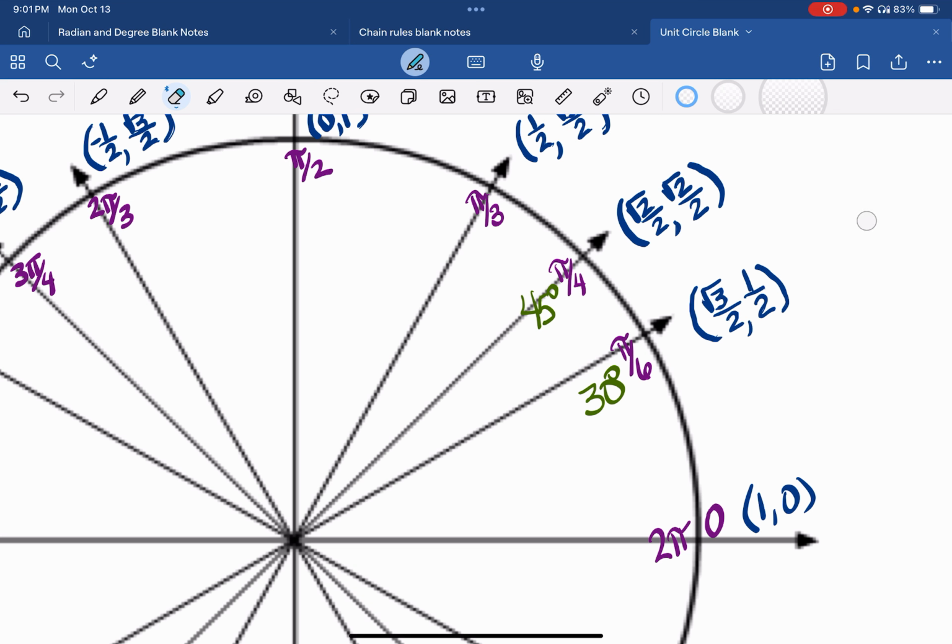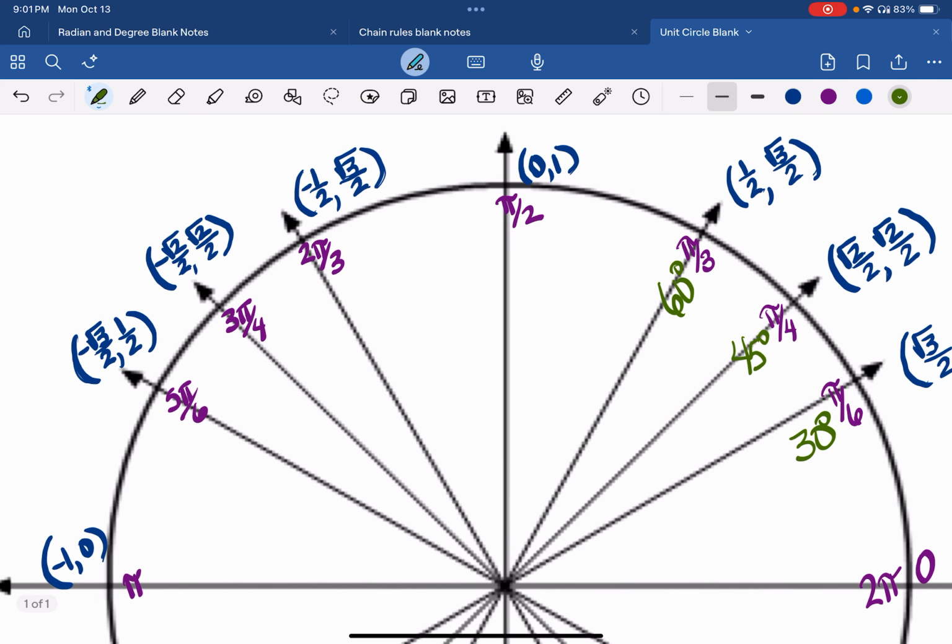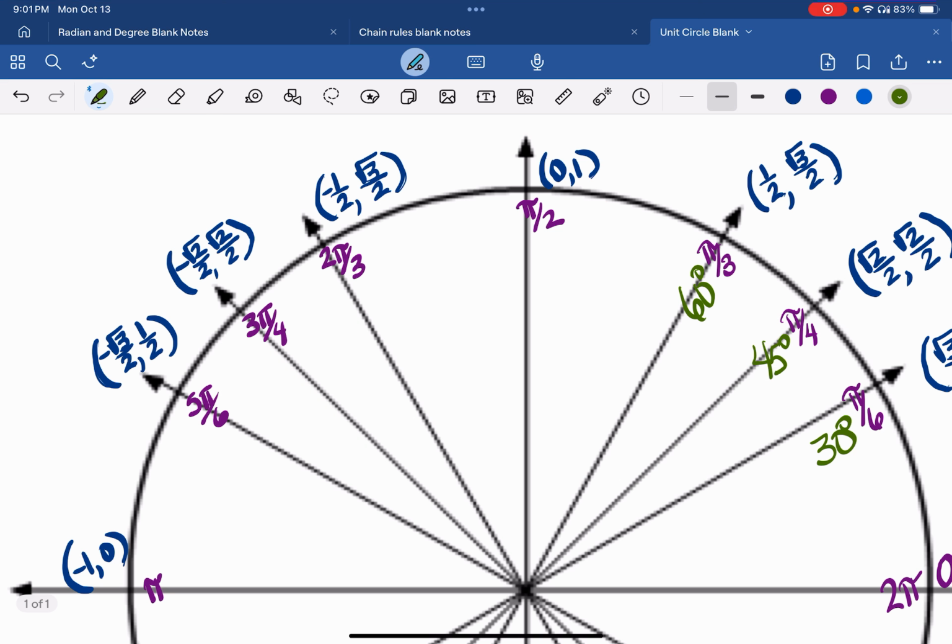And we'll go around the circle and do the same thing all the way around. Pi over 3, that would be 180 divided by 3. That gives you 60 degrees. Pi over 2, that would be 180 divided by 2, which is 90 degrees.